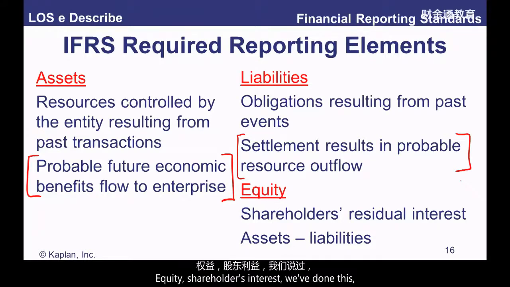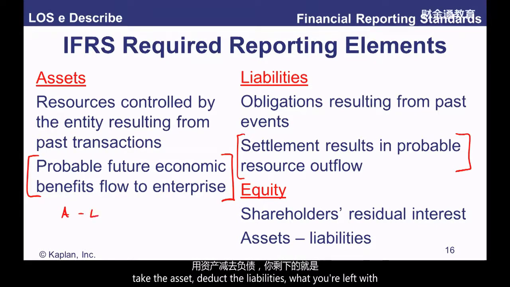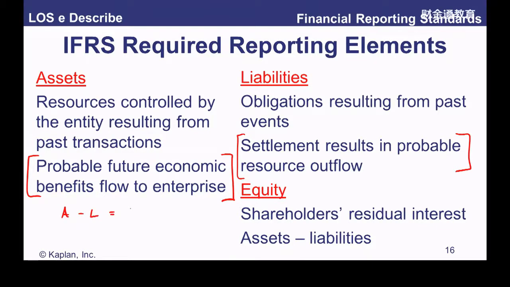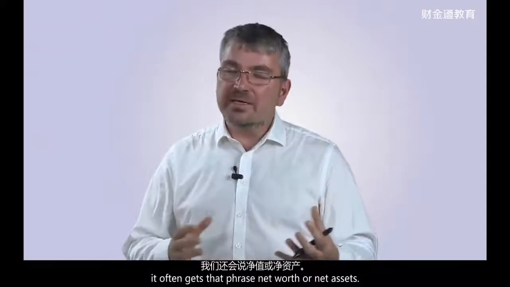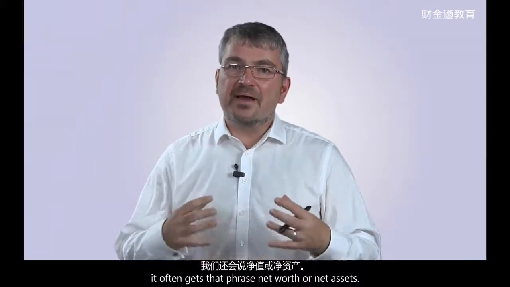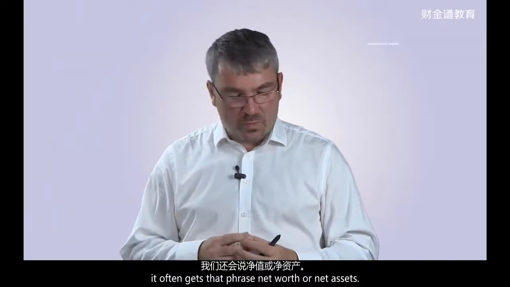Now, equity, the shareholders' residual interest. We've already done this. We've said, take the assets, deduct the liabilities, and what you're left with is equity. So assets minus liabilities equals our equity. And remember, assets minus liabilities often gets the name net worth or net assets.